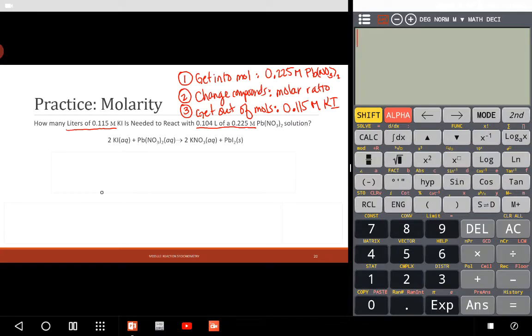Okay, so let's do this. I'm going to start way over here. So we are given 0.104 liters of the lead nitrate solution. I need to cancel out liters of that solution. And then I need to get into moles of that substance.